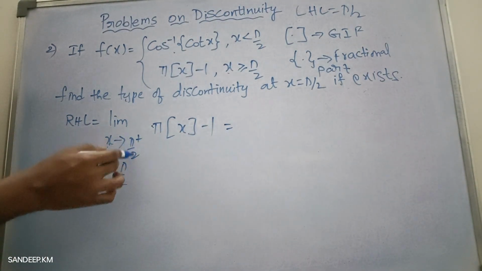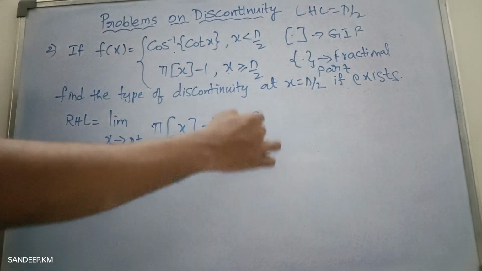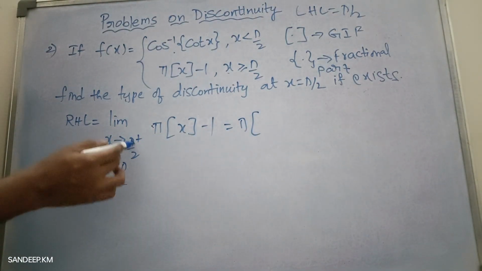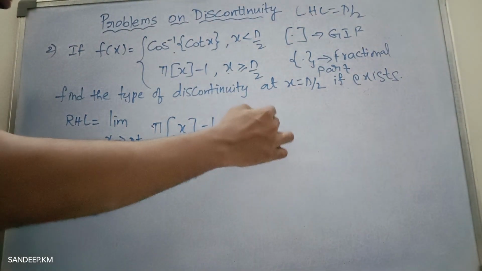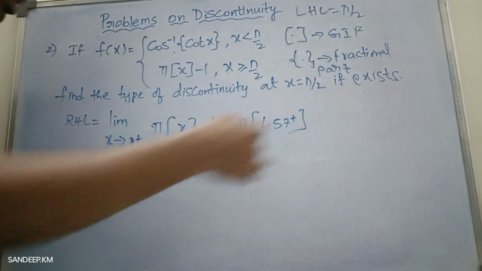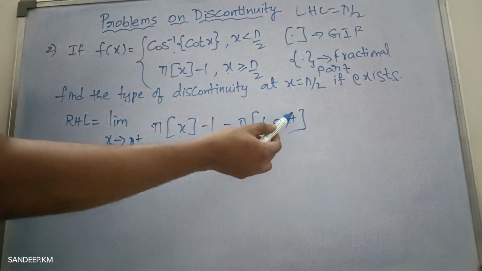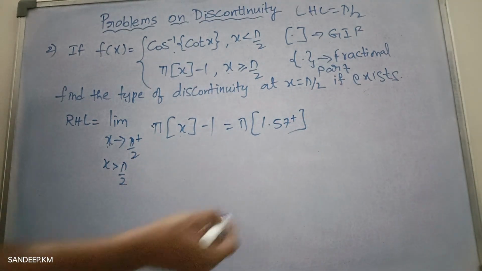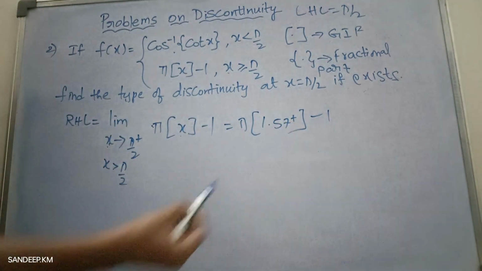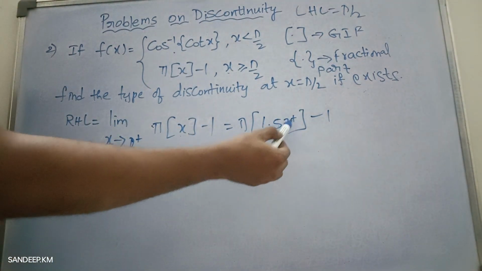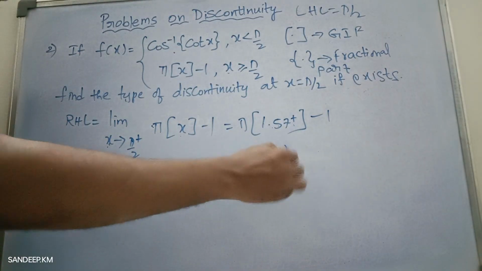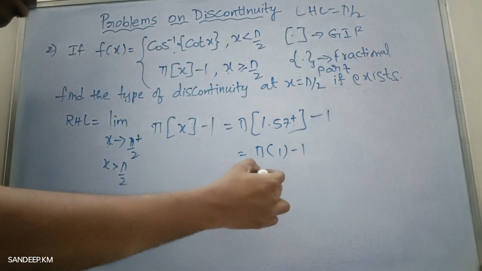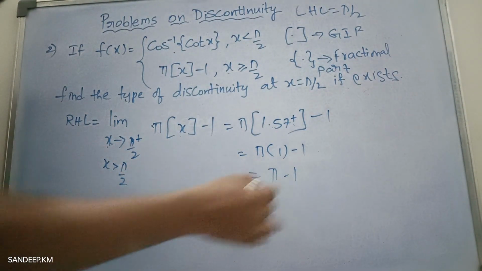X is pi by 2 plus means it is equal to pi into step of pi by 2 plus, which is approximately 1.57. It is 1.57 plus. So instead of x I have written pi by 2 plus, and pi by 2 value is approximately 1.57. Minus 1. Anyhow, step of 1.57 something is how much? 1. So pi into 1 minus 1 is pi minus 1.